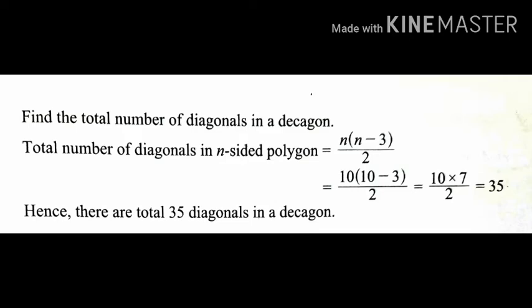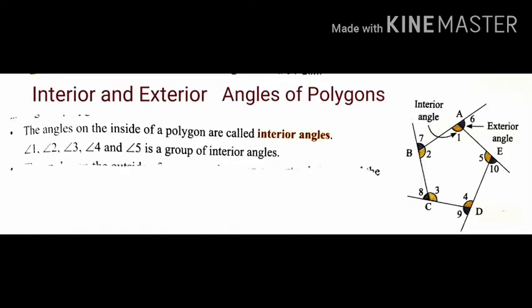Next, our topic is interior and exterior angles of a polygon. Those angles which lie inside the polygon, within the sides of the polygon, we call interior angles, and those angles which lie outside the sides, we call exterior angles.